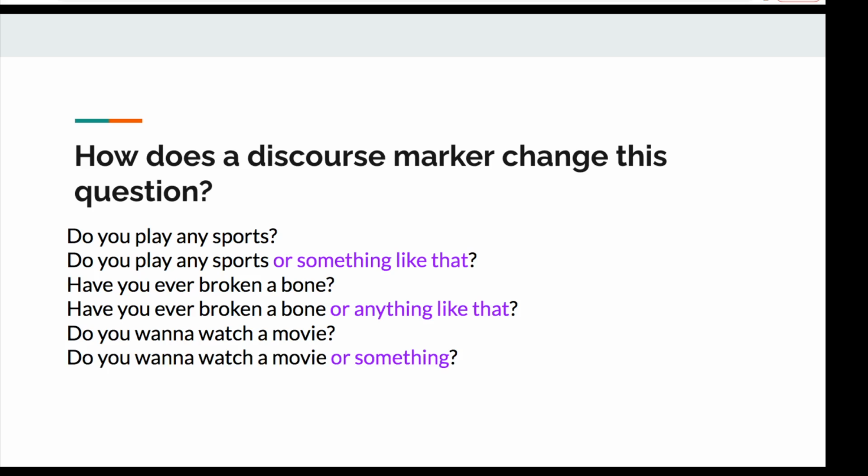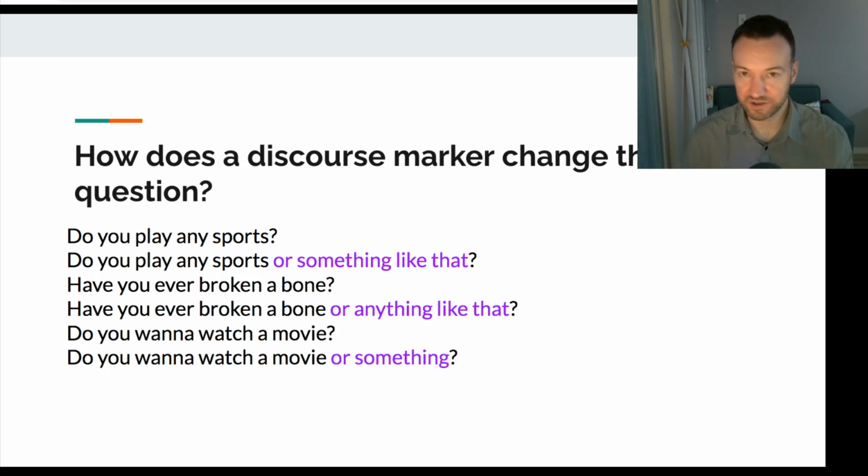So I think it's changing the options that someone has to answer the question. It's saying, okay, maybe you don't play sports, but basically physical activity things that you like. So maybe you don't play sports, but you like cycling. Or you just like rock climbing. Okay, not really a sport because it's not competitive, but it gives you options, or it gives the person answering options. The question is not only about sport.